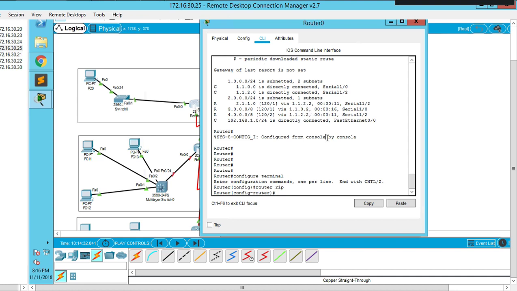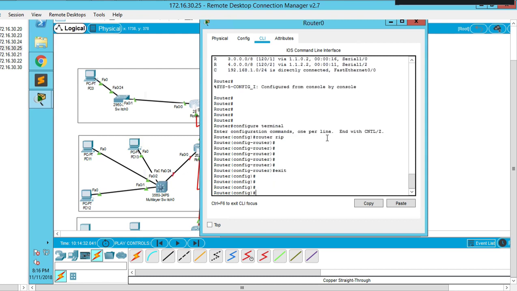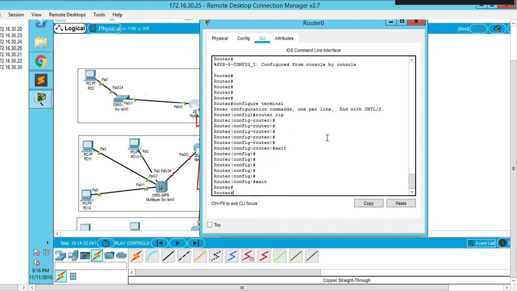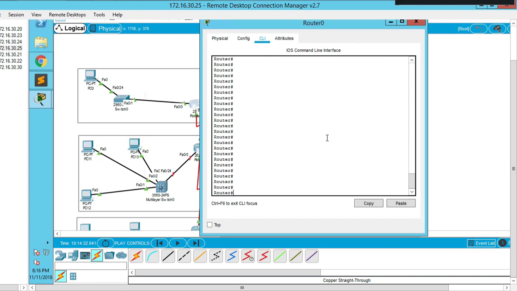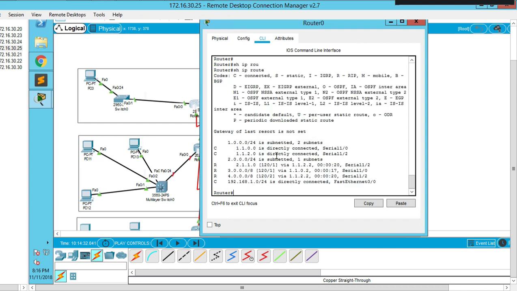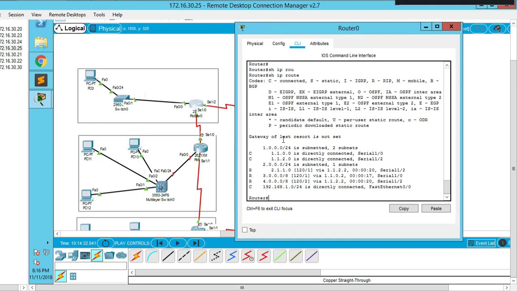So in the command line, if I want to know, is RIP being published? Let's do this. We'll go show IP route. What that's going to tell us is, for this router right here, what routes does it know about? Right? What routes does it know about?